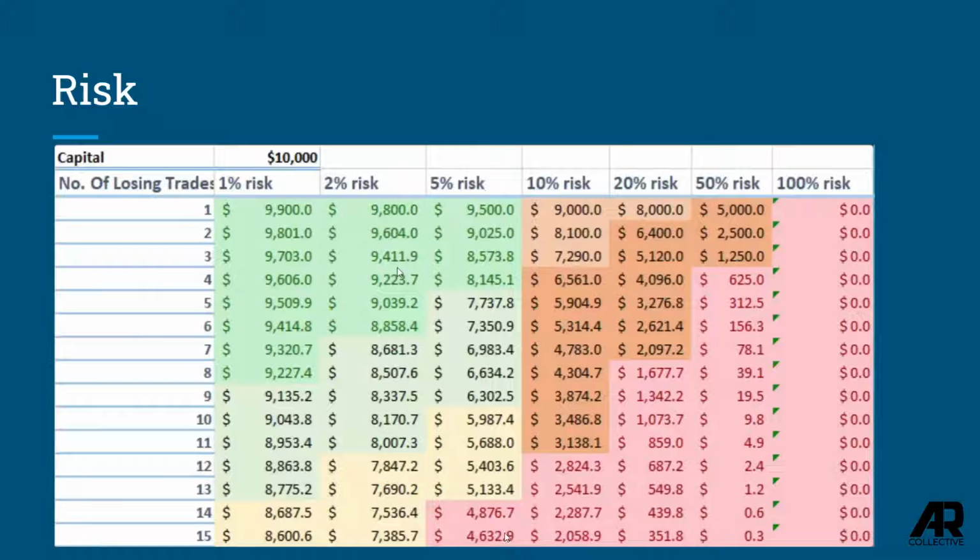Risking 1%. The higher risk you go, the more you lose. You can see 5%, right? At trade 15, you're already at 4K. 10%, money goes down very quick. 20%, money goes down even quicker. 50, you're pretty much done for after the fourth trade. And if you are full porting, more than likely you're going to lose it all, right?